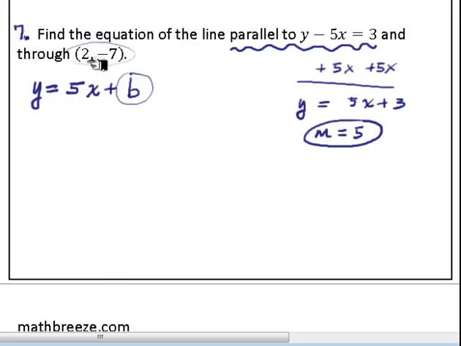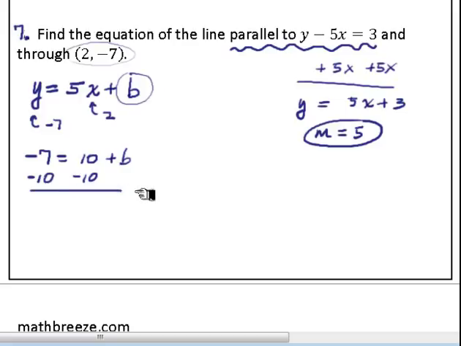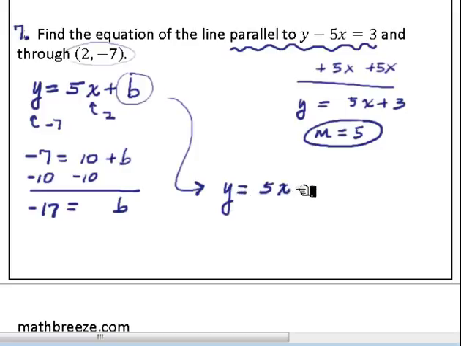All right, so we'll put x equal 2, and we'll put y equal minus 7. So we have minus 7 is equal to 10 plus b. And we'll use this to solve for b. Subtract 10 from both sides. And we have b is equal to minus 17. So now we can finish this equation, and we get the equation of our line is y is equal to 5x minus 17.